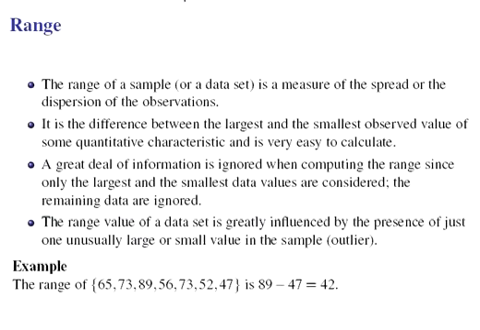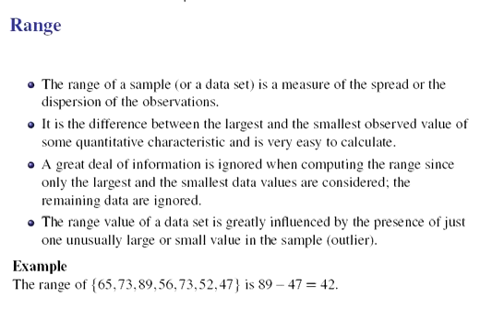So first off, let's look at the range. Now this is a very simple measure of dispersion. The range of a dataset is a measure of the spread or dispersion of the observations. It's simply the difference between the largest and smallest observation of some characteristic, and it's very easy to calculate. However, a great deal of information is ignored when computing the range, since only the largest and smallest values are considered. The rest of the dataset is ignored.